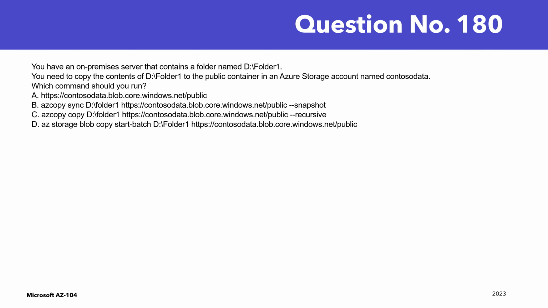You have an on-premises server that contains a folder named dfolder1. You need to copy the contents of dfolder1 to the public container in an Azure storage account named contosodata. Which command should you run? A.